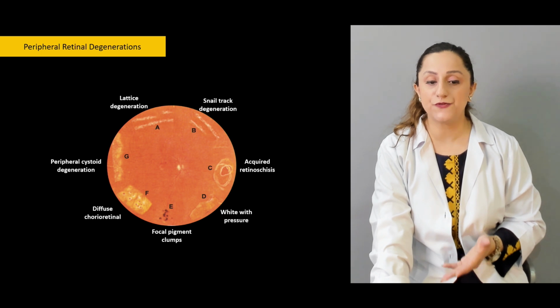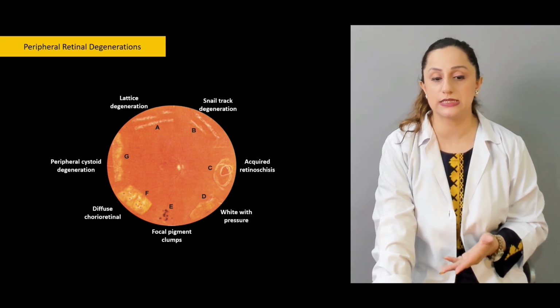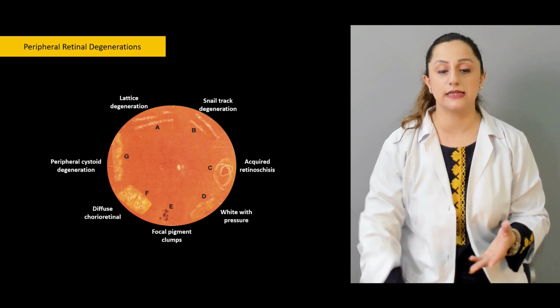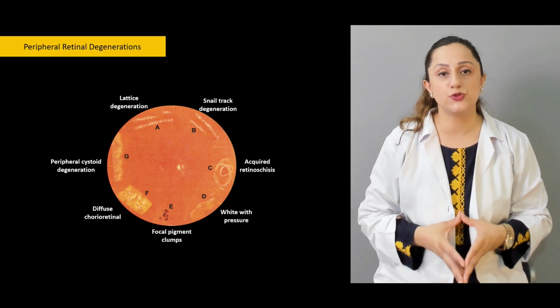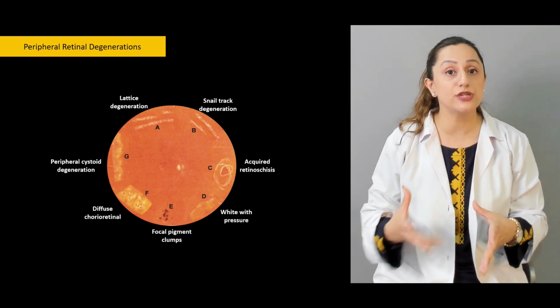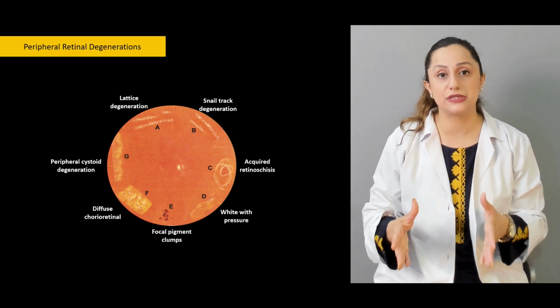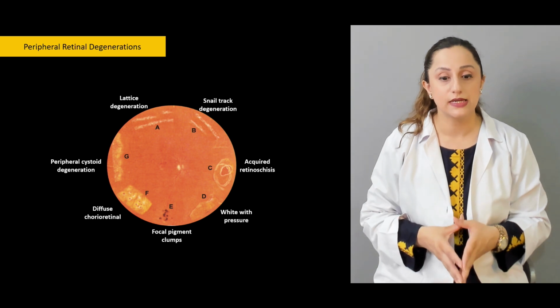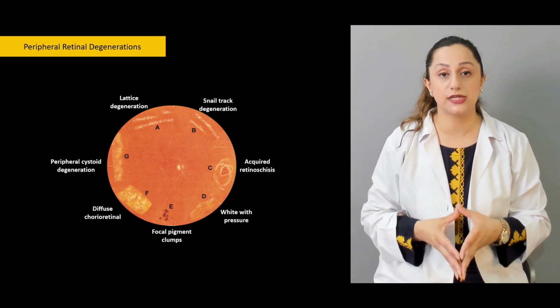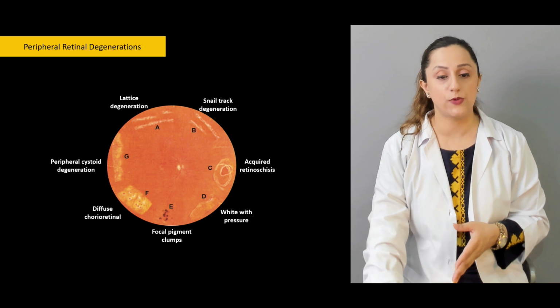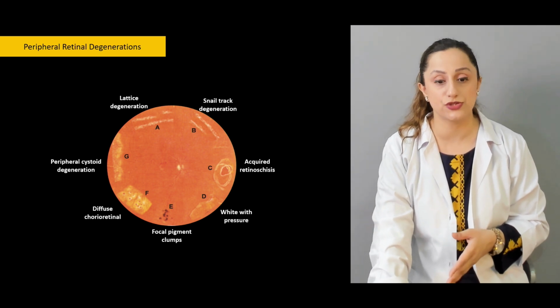Then we have the peripheral cystoid degenerations in a lot of individuals, and in these individuals, you would like to appreciate the cyst formations at the neuroretinal layer. These are quite evident, and sometimes they can be appreciated quite well if it is an advanced case of peripheral cystoid degeneration.